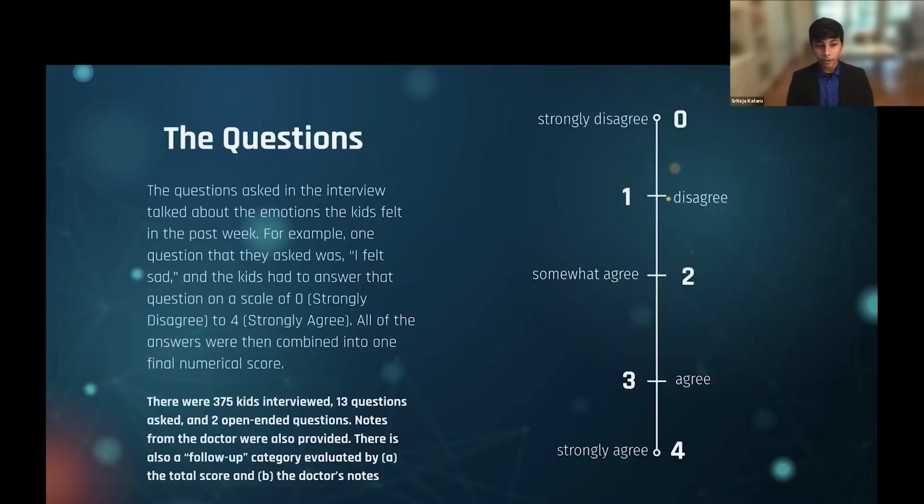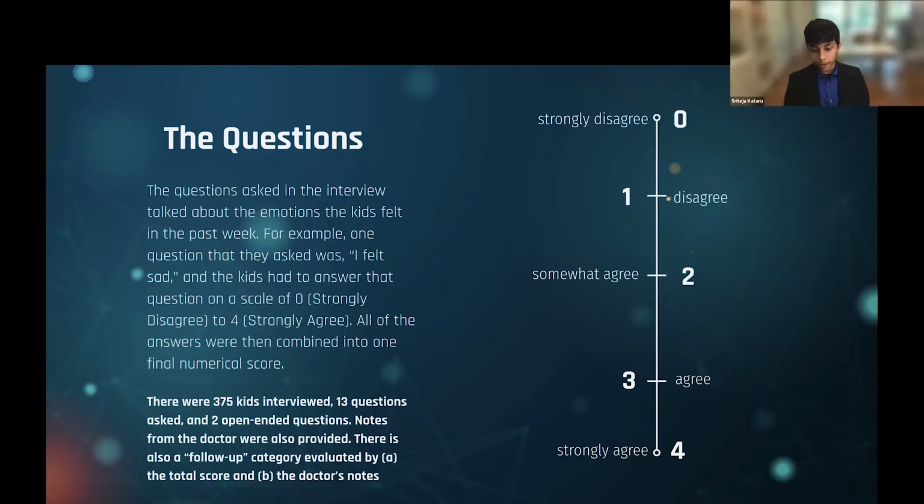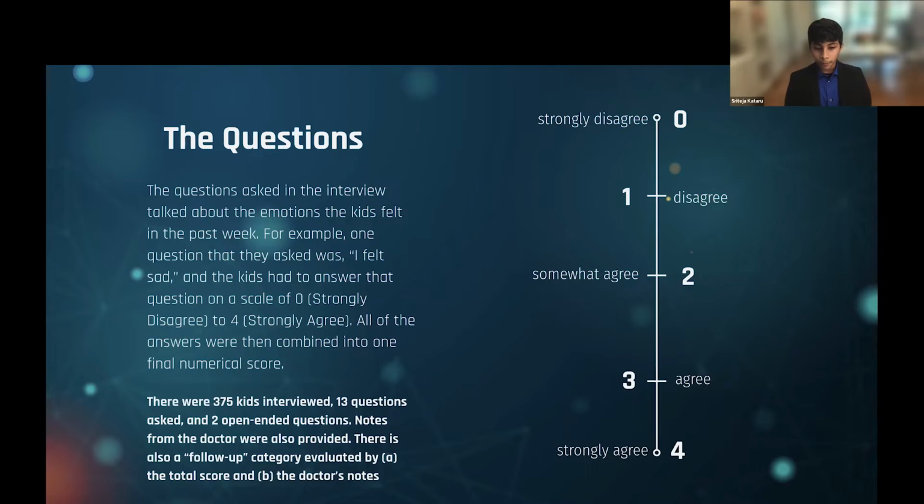The kids had to answer that on a scale of 0, which is strongly disagree, I've never felt sad in this past week, to 4, which is strongly agree, I've felt sad a lot of times this week. All the answers will then combine into one final numerical score. As for numbers, there were 375 kids interviewed, 13 questions asked, and 2 open-ended questions, which were notes from the doctor and also a follow-up category, which is evaluated by A, the total score, and B, the doctor's overall notes of how they think the interview went.